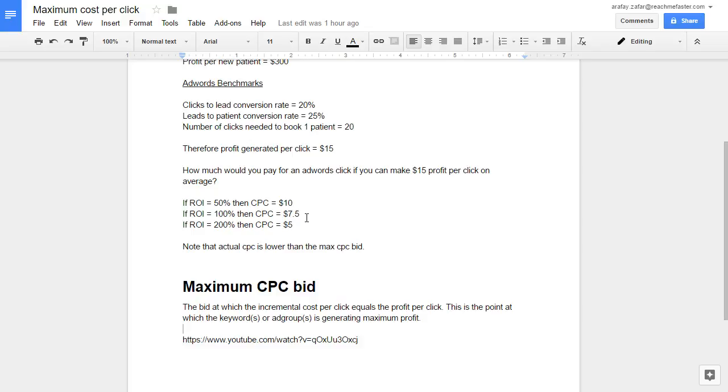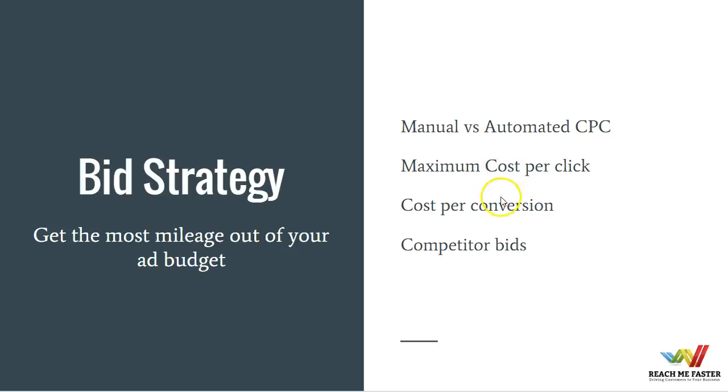Any clicks that are less than 7.5, you can increase the bid. Any clicks that are more than 7.5, that means you're getting less than 100% ROI on those clicks, so you need to reduce the bid. But the default bid, the benchmark, is going to be 7.5 per click. That is the cost per click that you want to achieve. Okay, so this is one method of using a manual cost per click bidding strategy.